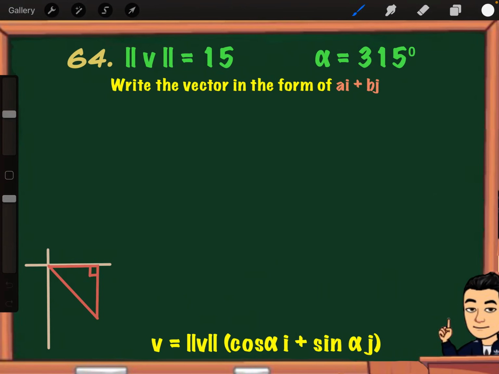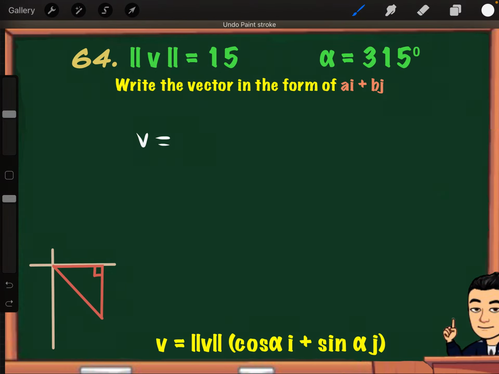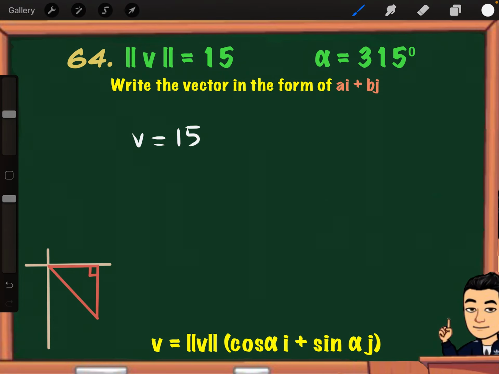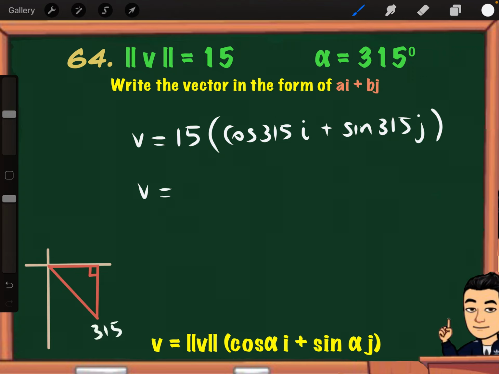So number 64 is the same as the last question. You're going to have to write it in the form ai plus bj. So v is going to equal, now we got the magnitude already, it's 15. So we're going to use 15, put the parentheses, and then the angle is 315 degrees. So we're going to use cosine 315 i plus sine 315 j. Okay, so find out what the sides are for 315. So it's going to be 1, -1 here, and then rad 2.